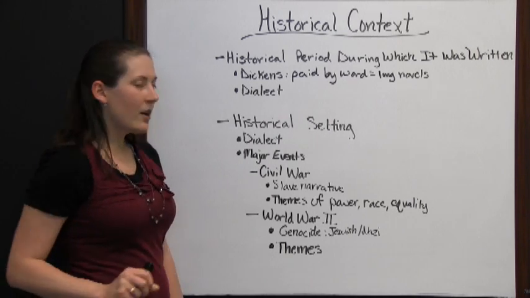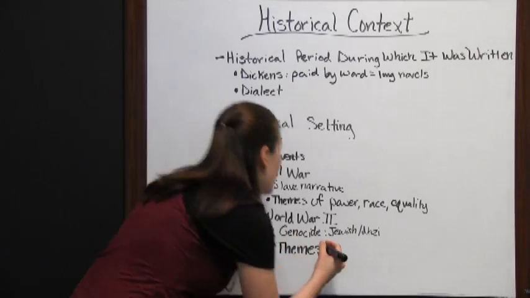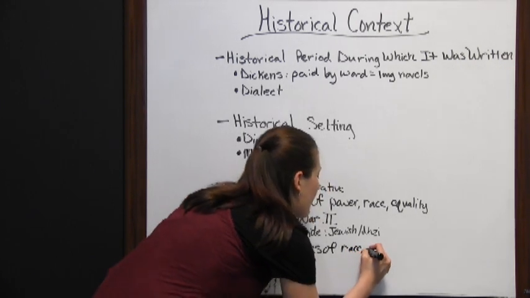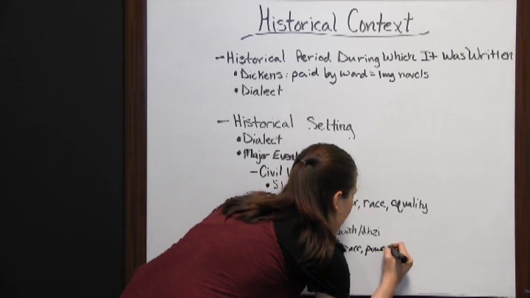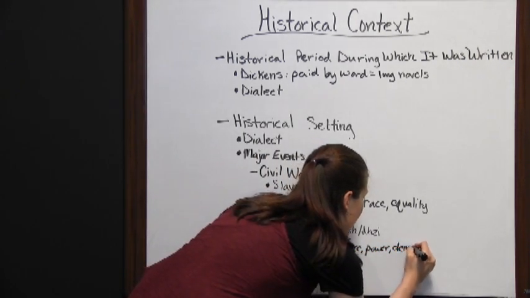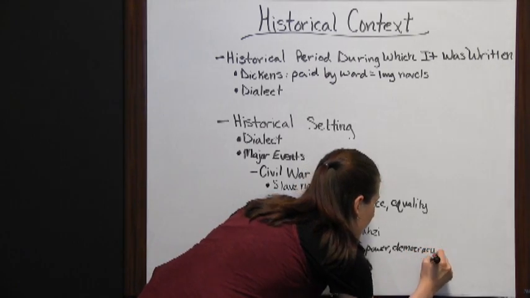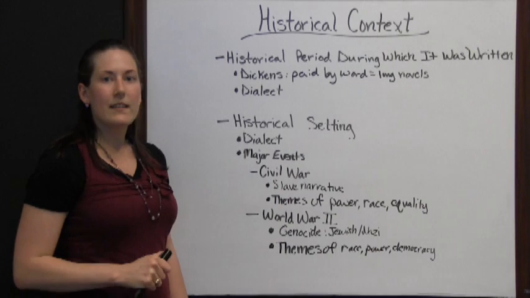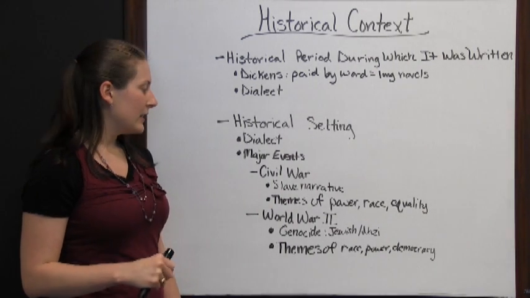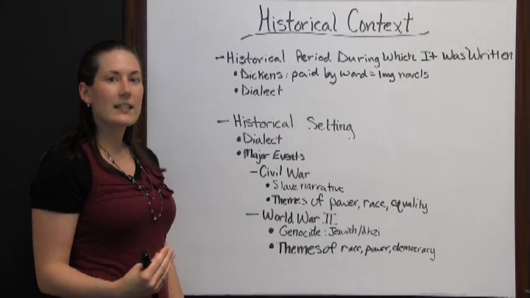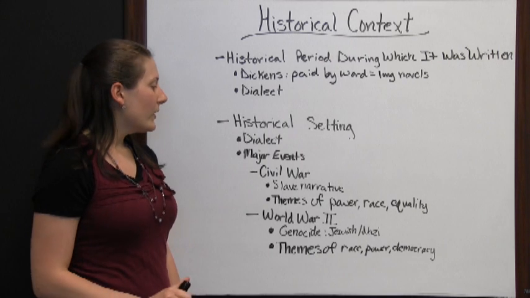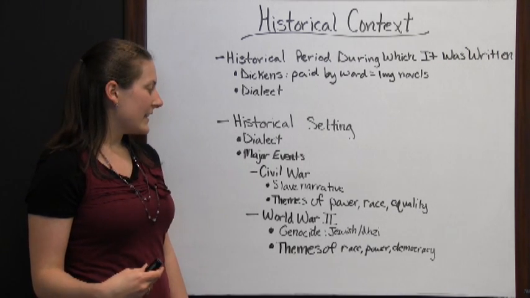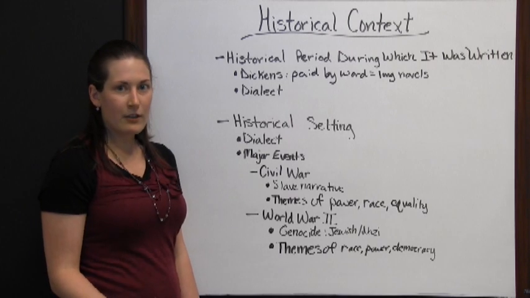And with World War II novels, you're again going to see themes of race, power, and democracy, because in the end, people were going to say that having a government where some totalitarian dictator took over everything wasn't the best way to be. And you're going to see people highlighting the pros of democracy.